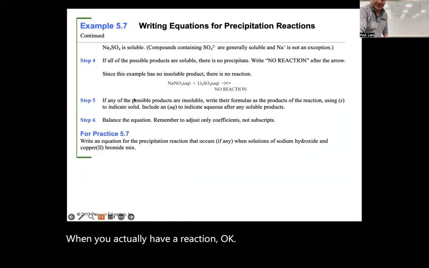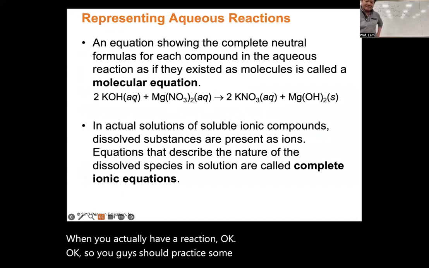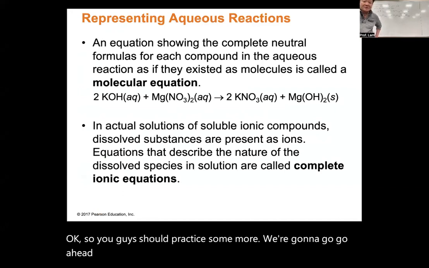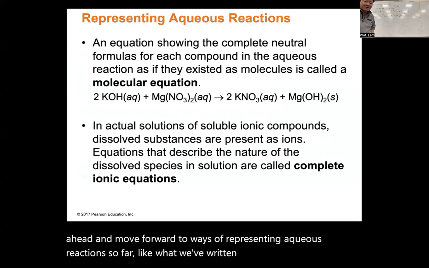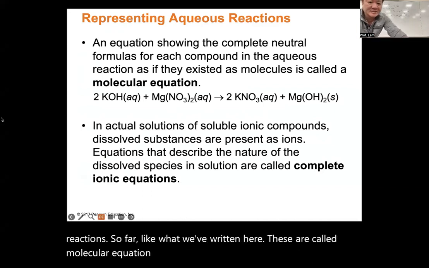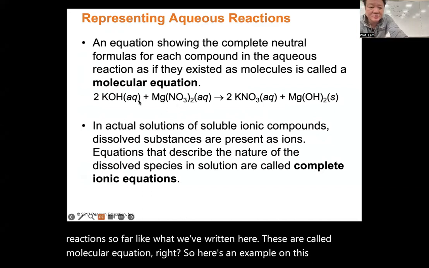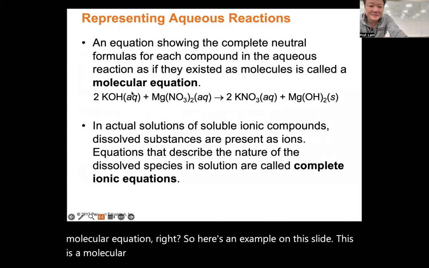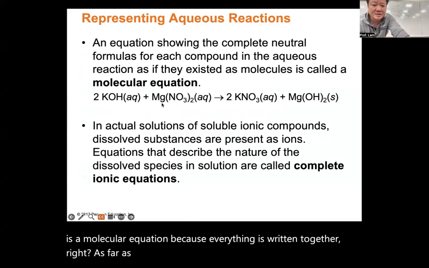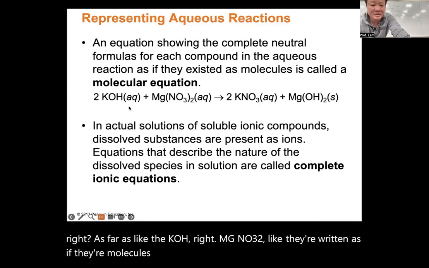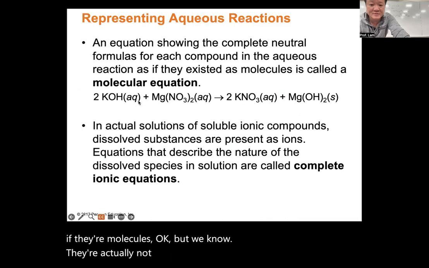So you guys should practice some more. We're going to move forward to ways of representing aqueous reactions. So far, what we've written here are called molecular equations. So here's an example on this slide. This is a molecular equation because everything is written together, as far as the KOH and Mg(NO3)2, as if they're molecules. But we know they're actually not in their crystal lattice because they're aqueous.